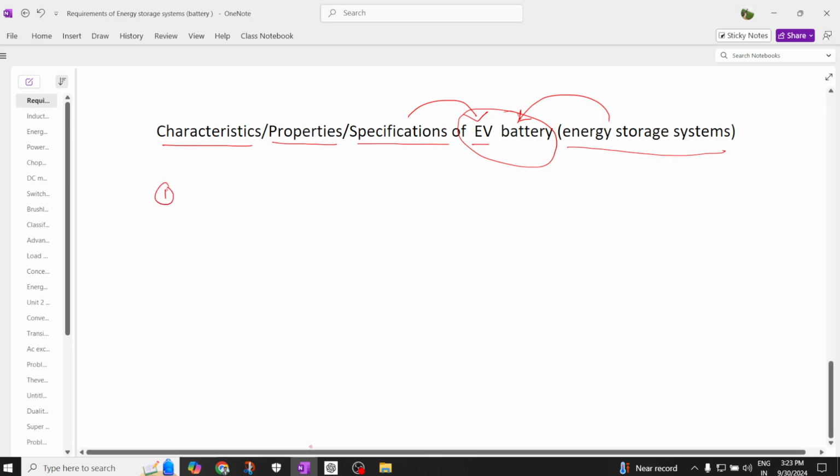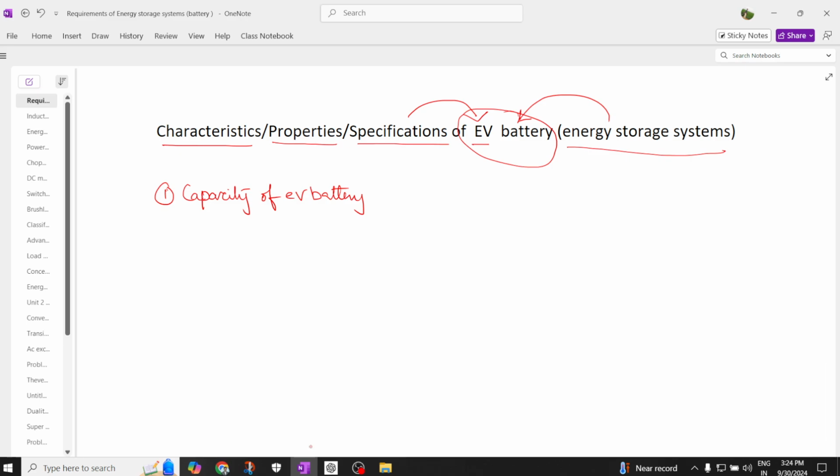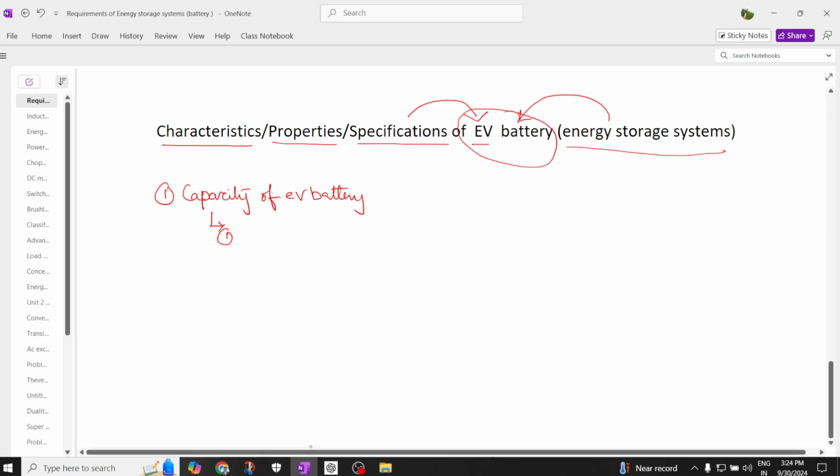First one is the capacity of the battery. Coming to the capacity of an EV battery, capacity is of two types. One is energy capacity, and the other is charge capacity. First, charge capacity. Charge capacity is generally defined in ampere hour.